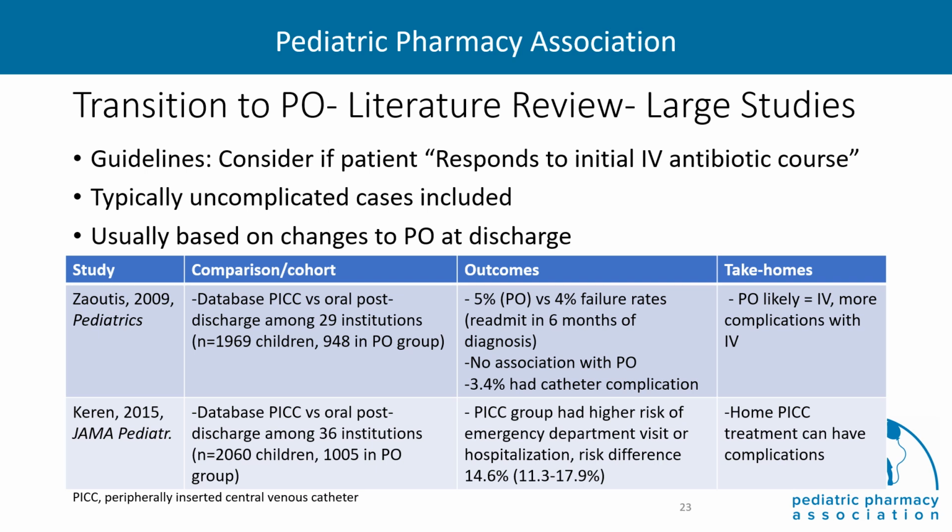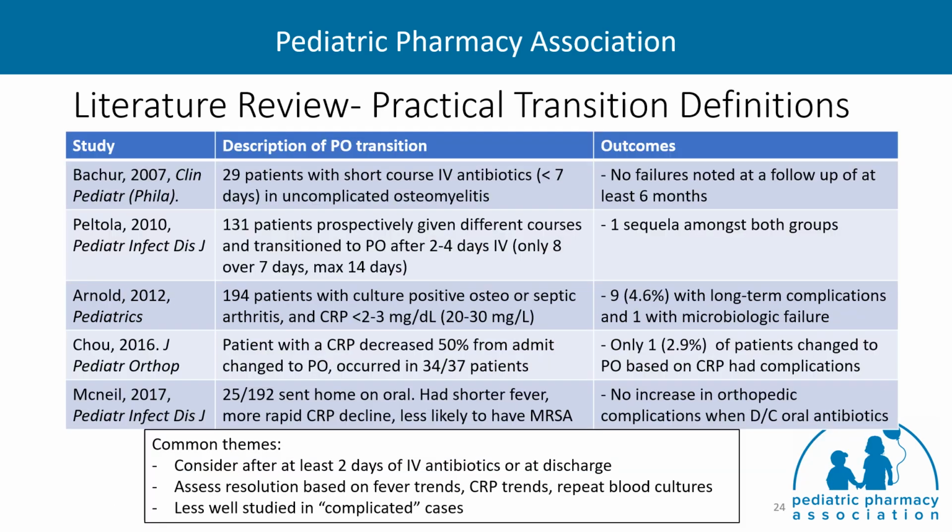And they started showing that failure rates seem to be the same with IV and PO. And then what was more concerning is that patients who were sent home on IV with PICC lines actually had more complications because they had to be readmitted for PICC line related issues. So there's a thought that you probably have equal efficacy PO and IV, and that you remove the chance of possible PICC line issues if you switch them to PO. So these studies started showing, okay, maybe we should be trying to get patients to PO if they're not super complicated for osteo and septic arthritis.